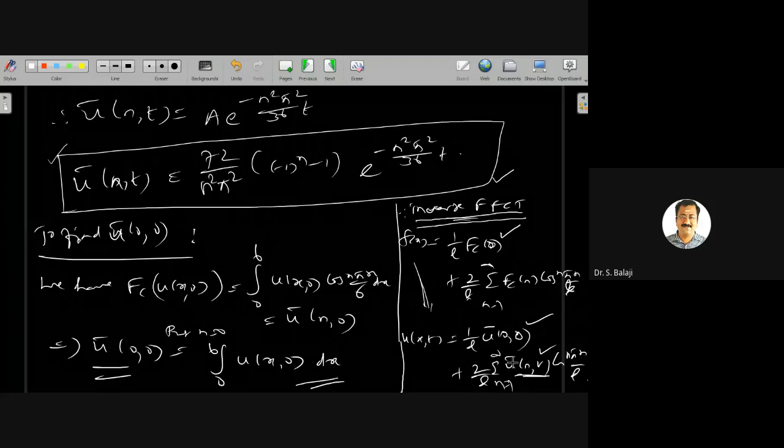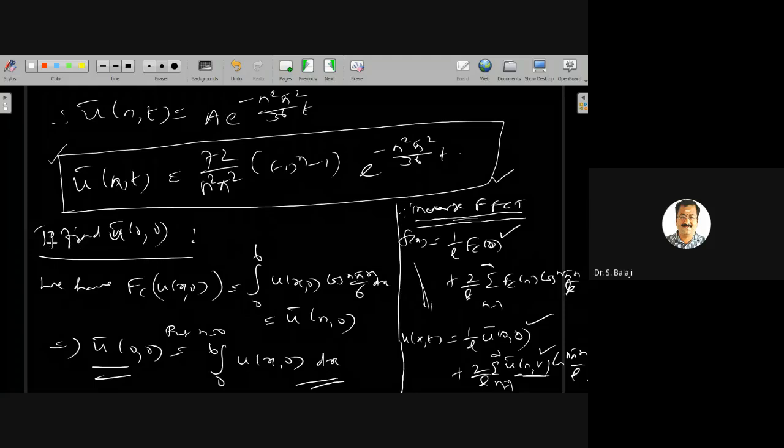You can use the inverse Fourier cosine transform directly, but we need u bar of (0, 0). If you directly put n equal to 0 here, you get a 1 by 0 infinity form, so it is not a suitable answer, because your temperature is a bounded one. Therefore you have to identify u bar of (0, 0) separately.